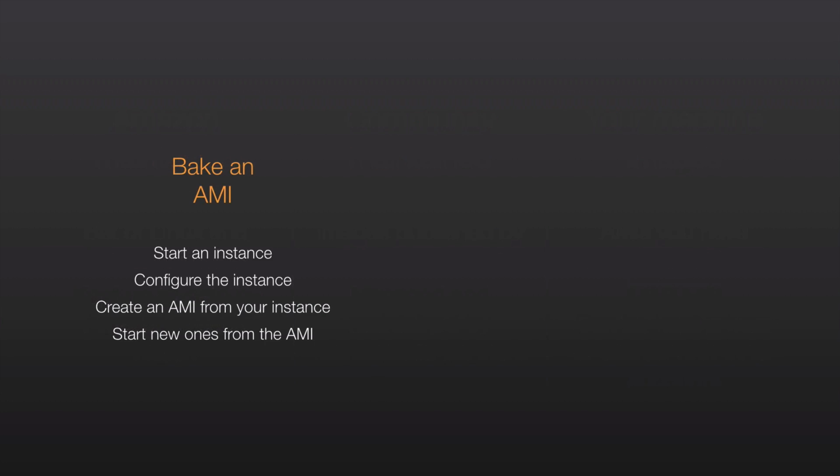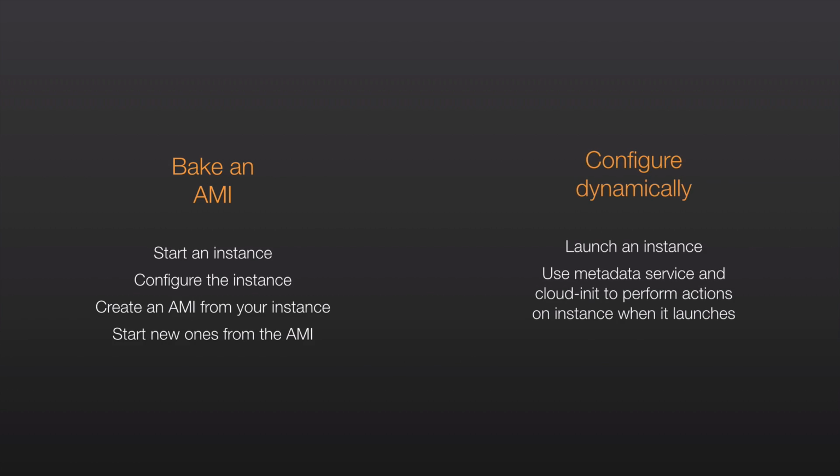And there's a continuum here really for deployment. At one end of it is baking an AMI, which is a fully ready to go machine image with all of your software fully configured, and you just start a new AMI when you want to start a new instance, through to dynamic configuration, which is using services such as the Instance Metadata service, user data, and Cloud-Init to perform actions on instances when they start.